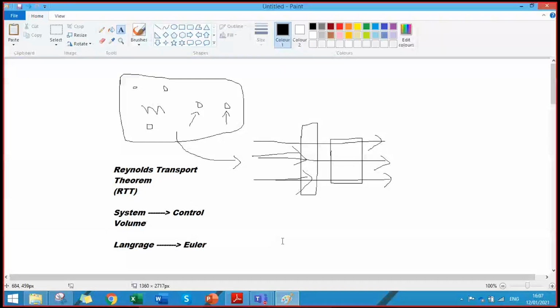Yes, sir. And the reverse is also possible. That is, the control volume approach could be converted to the system approach if we have knowledge of the Reynolds transport theorem, and the Euler approach could be converted into the Lagrange approach. The system approach is the Lagrange approach, and the control volume approach is the Euler approach. Now we need to understand the concept of the control volume. What is a control volume, so that we can develop the Reynolds transport theorem.